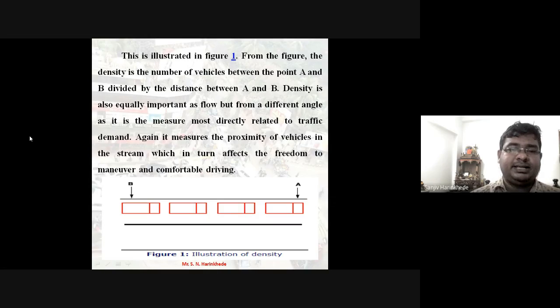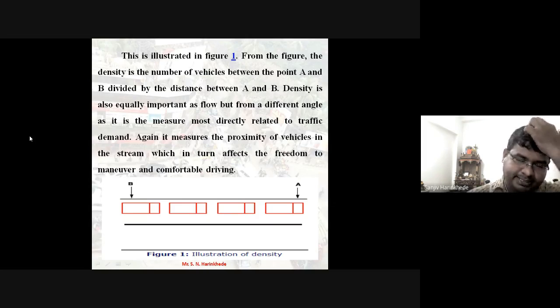Density is also equally important as flow, but from a different angle, as it is measured most directly related to traffic demand. Again, it measures the proximity of vehicles in the stream, which in turn affects the freedom to maneuver or comfortable driving. So figure 1 shows there are 4 vehicles in between points A and B, and the space is given.